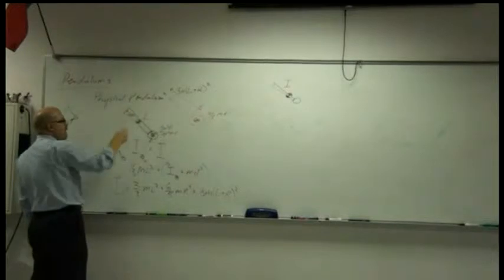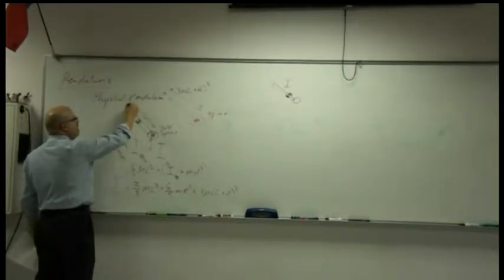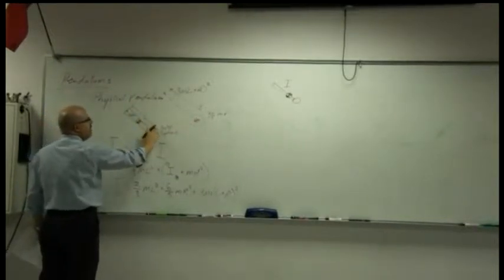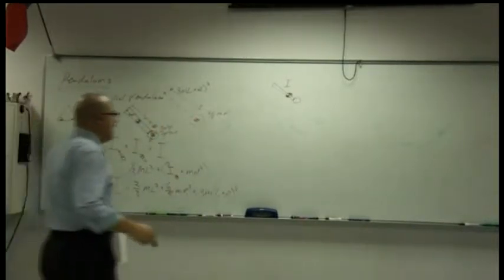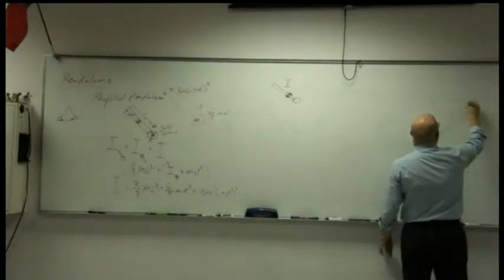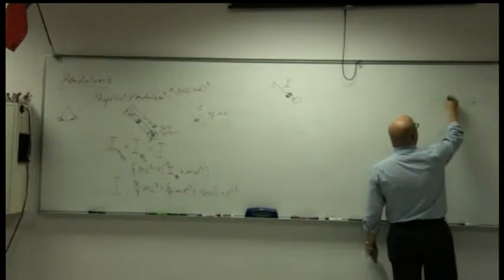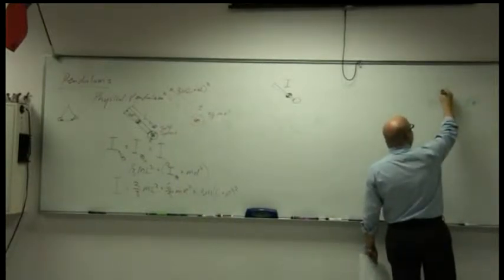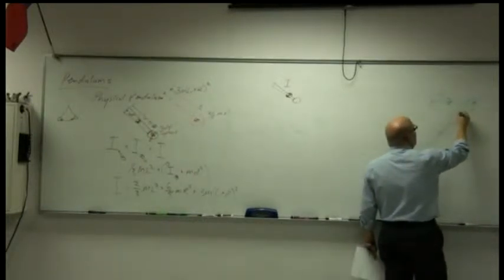Measured from this pivot point down this way, where is the center of mass for the combined object? Now, it's at an angle on the board, so let's make life simple and do this. Here's our problem, and here's the center of mass of each part. This center of mass is at a distance of L over 2. This center of mass is at a distance of L plus R.